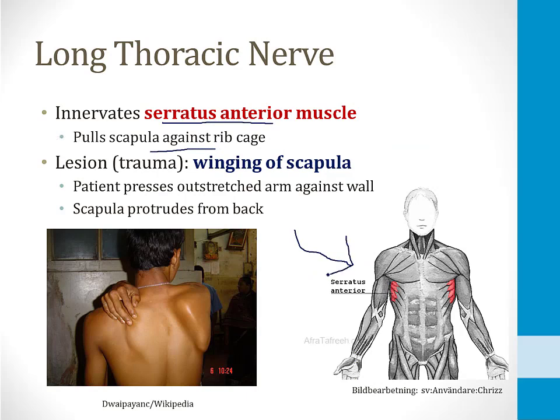screen here. So if there's a lesion to this nerve, which sometimes happens from trauma, this will lead to winging of the scapula, where the scapula sticks out from the back. This is a picture of a winged scapula shown on the screen here. The way you usually demonstrate this clinically is to ask the patient to press their outstretched arm against the wall. When they do this, that will lead to the scapula protruding from the back, and that's the way you can uncover winging of the scapula in a long thoracic nerve lesion.